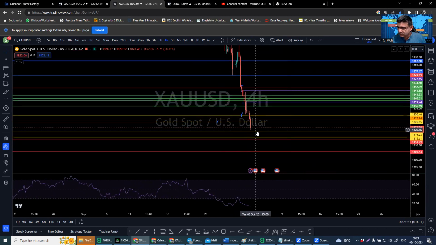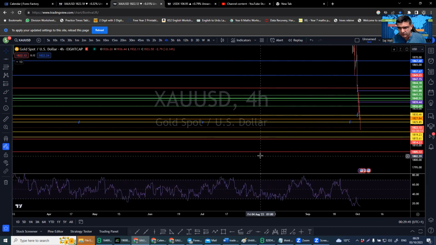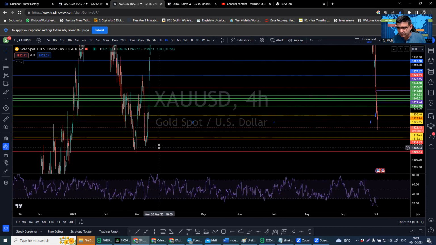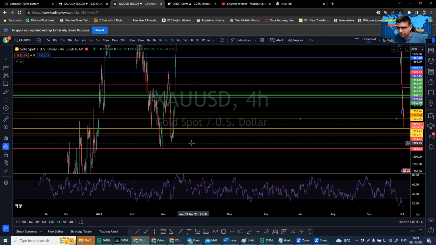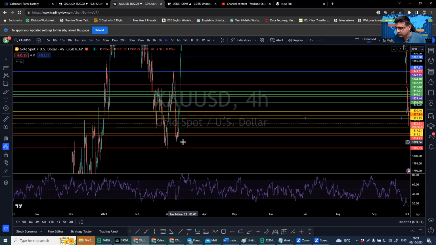But now, as you can see, we're expecting 1819 level and 1815 level, according to these levels, and 1814 and then 1805. So there might be some pips difference in different levels. So this is another level, as you can see. You can draw a line here as well. But most likely this will be broken in 4 hours.